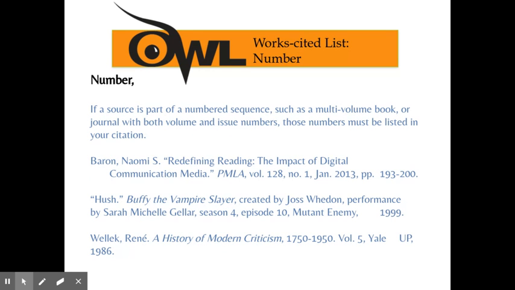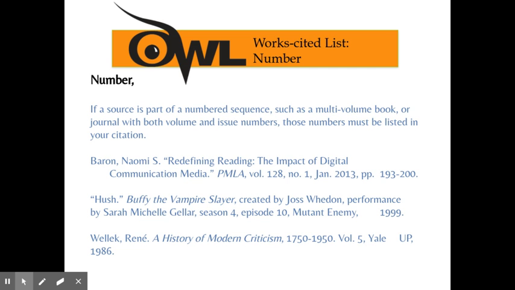Sometimes numbers are included. So if a source is part of a numbered sequence, such as a multi-volume book or journal with both volume and issue numbers, those numbers must be listed in your citation. So Naomi Baron wrote Redefining Reading: The Impact of Digital Communication. It is volume 128, so that's the volume of this book, and we're talking about the number 1 thing listed in this volume. Buffy the Vampire Slayer, in this episode, Hush, we are looking at season 4, episode 10, so that's the number that's included in that.